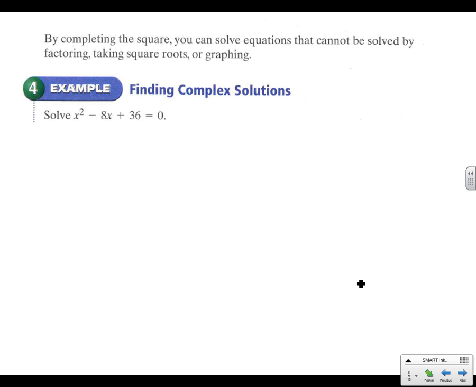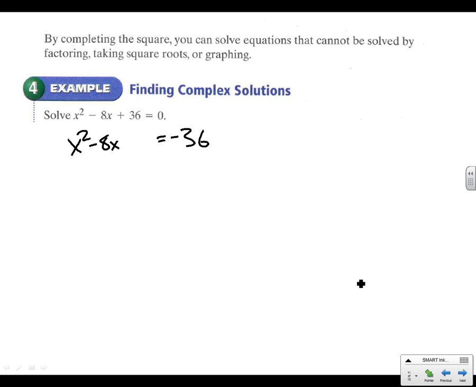Okay, so now sometimes we're going to get complex solutions. What that means is you got negative square roots, but that's okay. We know how to deal with those. We're going to bring in i. So let's go ahead and throw our 36 to the other side.